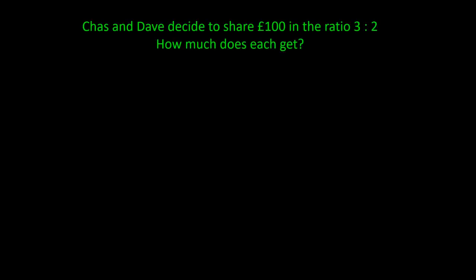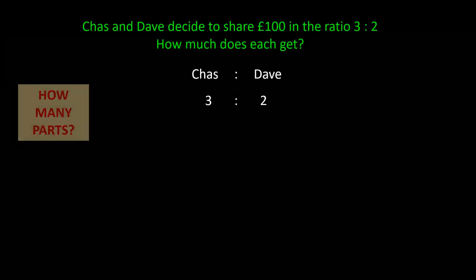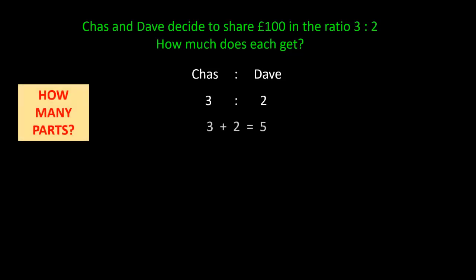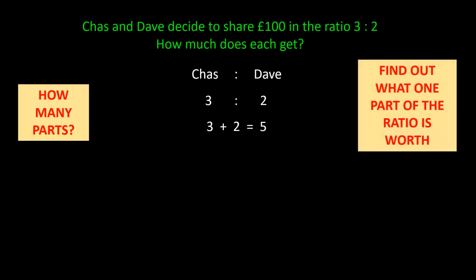So we've got 2 more people, Chaz and Dave, and they're sharing £100 in the ratio 3:2. How much does each get? First thing first, let's write down the ratio. Chaz to Dave, 3:2. So we've got to add up those parts because we're really splitting £100 now into 3 plus 2, 5 parts. So we've got to find out what one part is worth. So it's £100 divided by 5. So this will tell us that one part is worth £20.